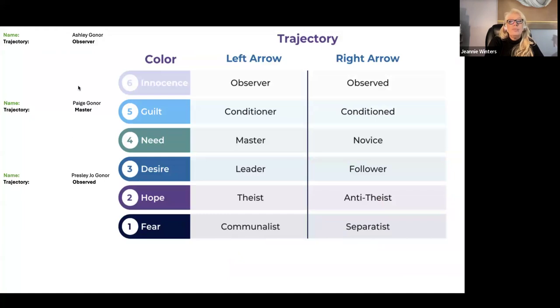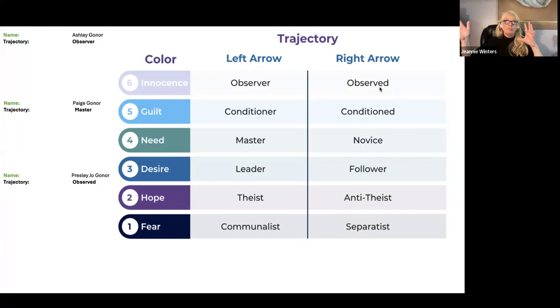So trajectory. You have the innocence, right? And you have the left arrow here. This would make you an observer, right? Now you were observed before. Now you're considered an observer. That is your trajectory because you're heading in that direction. So you're born observed, but you want to get to being an observer. Our trajectory is the thing that we need to get to.